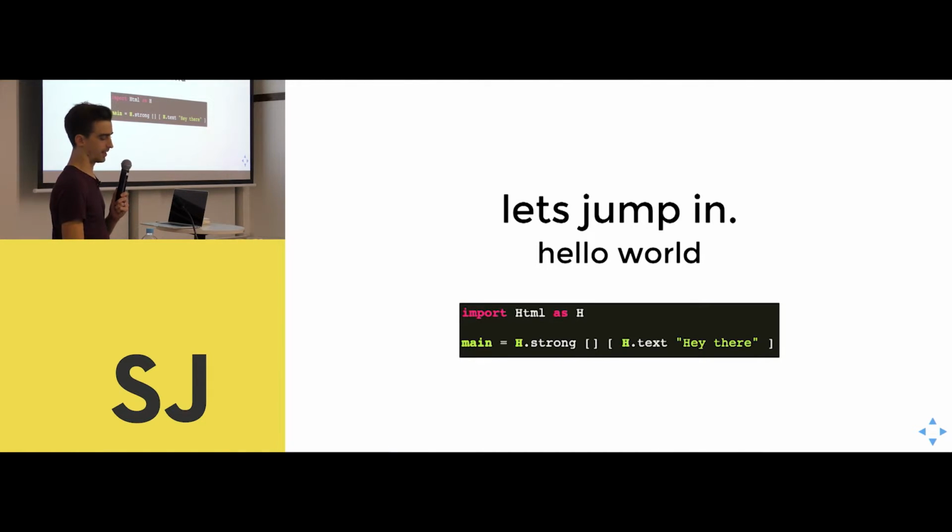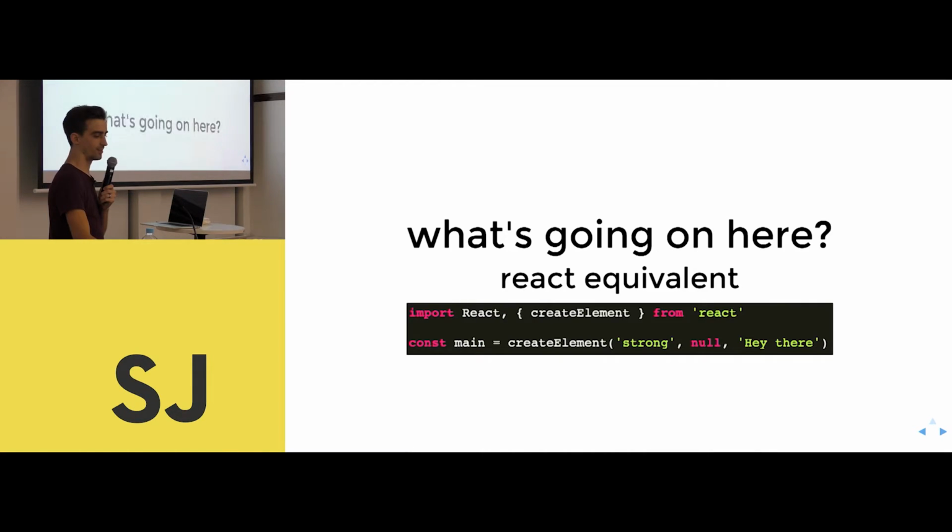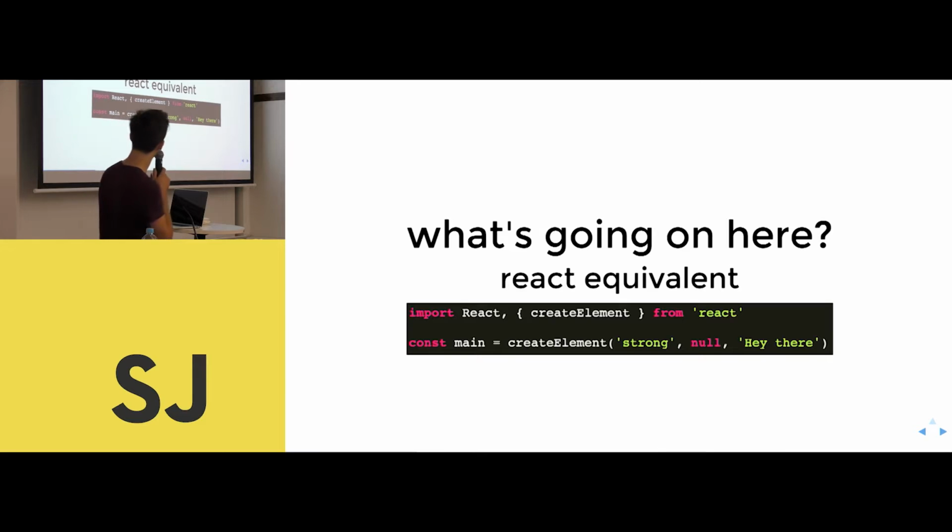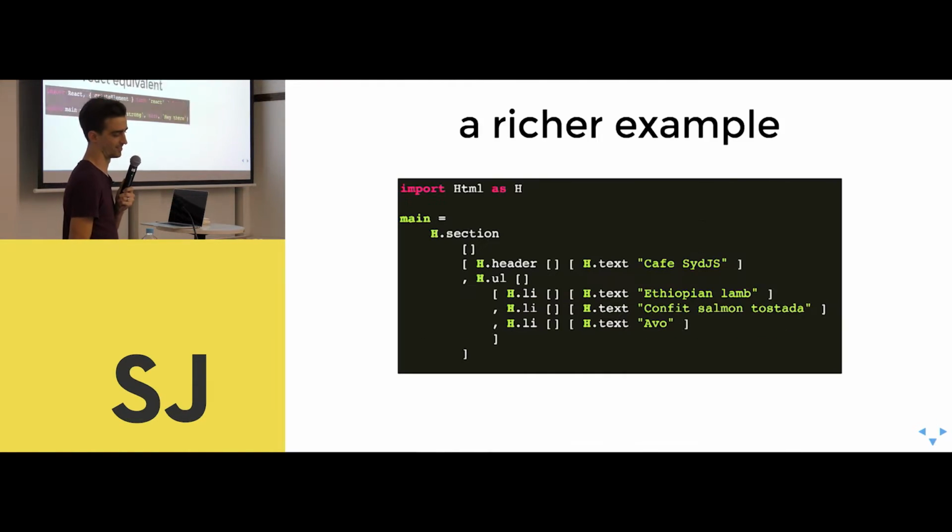A lot of people's first gut reaction is, oh, this is just the most disgusting. Who's going to write that? Why is there an empty array there? What is that? Why do you need that? The purpose of that is if you have attributes, so if you wanted to have a class or a disabled button or something like that. To that point, I would say, this is React, right? createElement with strong and a null set of attributes and your string. So it's the same thing.